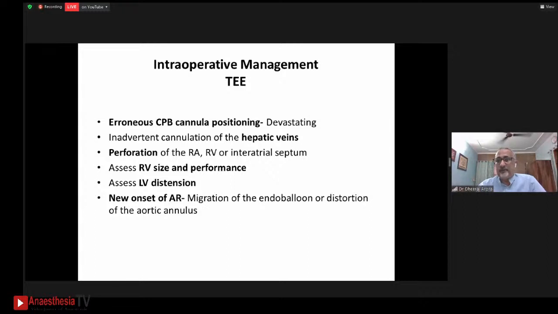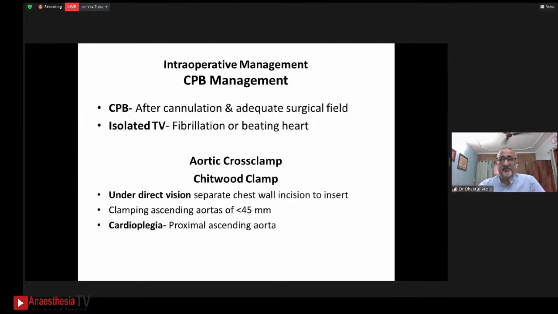Then we have to check for associated complications like erroneous CPB placement, which is devastating. Then any perforation of the right atrium or ventricle, any inadvertent cannulation of the hepatic vein instead of the IVC, any LV distension, or any new onset of AR can also be detected. So this is the role of transesophageal echo in minimal access surgery.